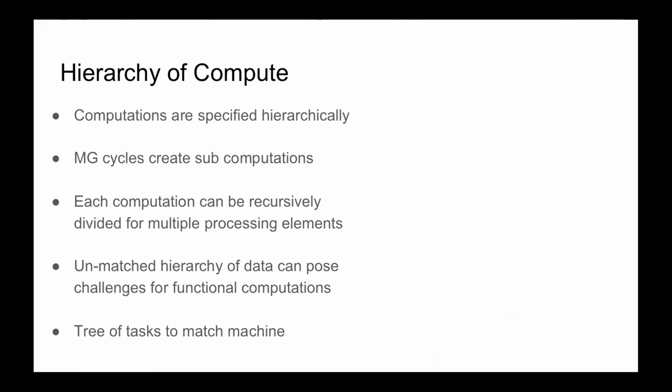We also have hierarchy of compute, right? Our computations have to be specified hierarchically in terms of launching tasks and subtasks. The multi-grid cycles tend to create really nice subtasking possibilities, and it's really easily expressed as a recursively divided problem. But again, you get this mismatched memory hierarchy problem that I described earlier, where the data doesn't necessarily correspond to the tasking hierarchy. And so you often want your tree of tasks to match your machine, and then you have to have some way of specifying the data dependencies for those tasks that help things get hooked up properly.